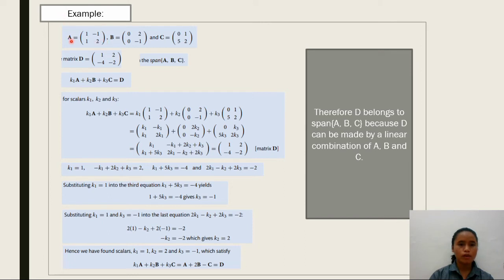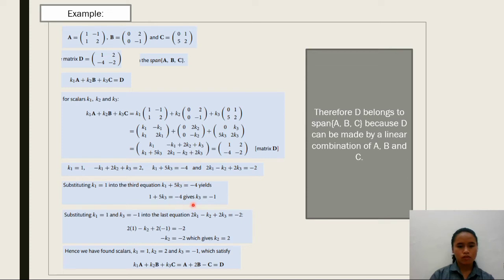Example: we have A, B, and C, and the matrix T is 1, 2, -4, -2. We want the span of A, B, and C. This is a formula, so we apply the formula to A, B, and C. We get K1 equal to 1. Then we substitute into equation 3. These are equations 1, 2, and 3.